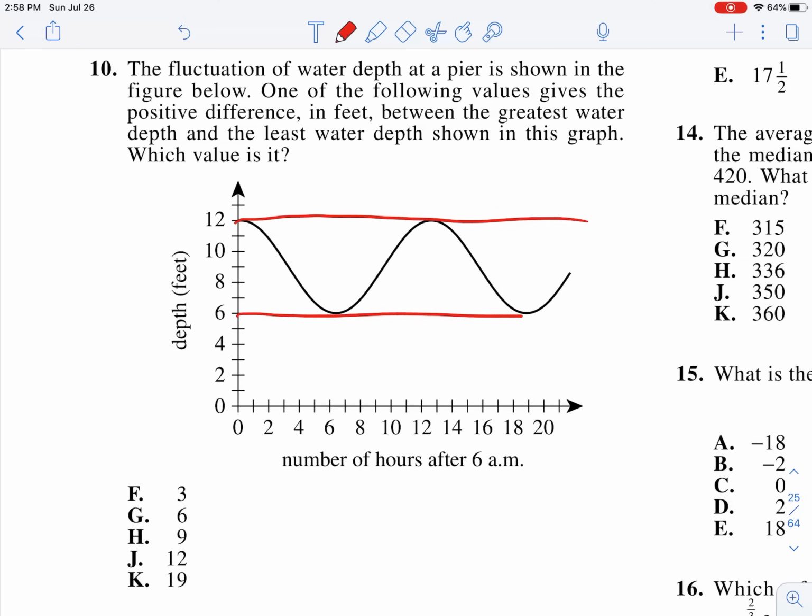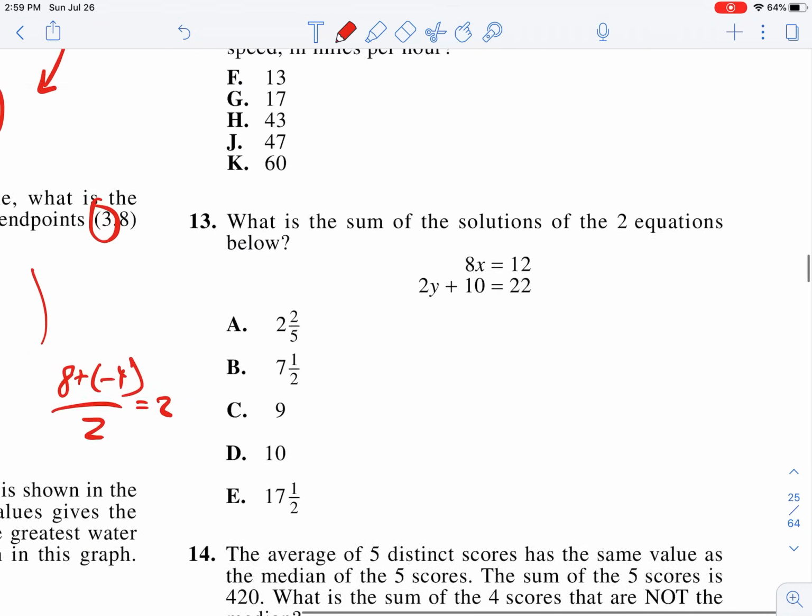So we see that the depth is basically always going to be between these two red lines. Now it's asking what's the difference between these two depths. We see one is at 12, the other is at 6. So you're going to have 12 minus 6, and that's your difference, 6, your positive difference between the depths. Number 10 is G, yes.